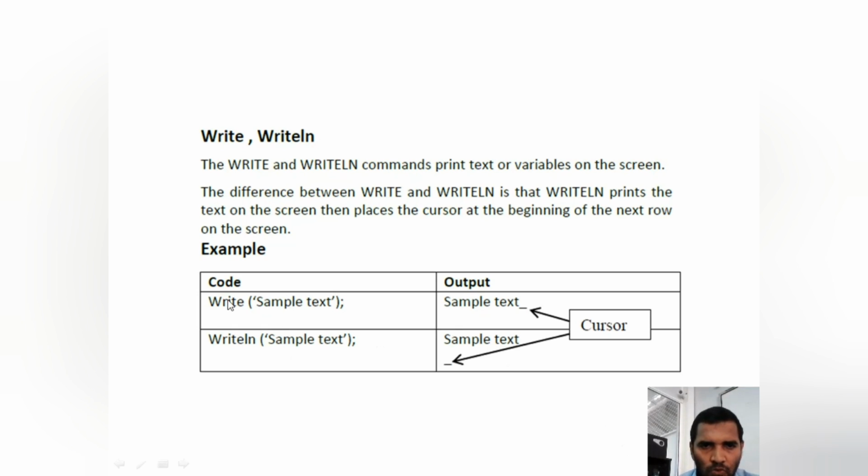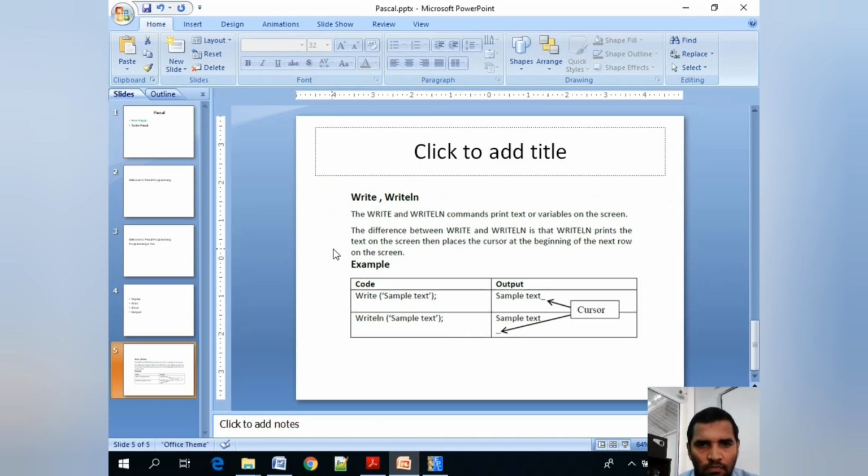Look here, I have written two different programs. Write sample text. This is my text, sample text. Look at the output, sample text, and note the cursor. The cursor is at the end of the line. But in the second example, I have write-ln sample text. This is my text here. But note the output, sample text. The text seems to be the same, but look at the position of the cursor. The cursor is in the next new line, at the beginning of the new line. So these are two different words, write and write-ln.